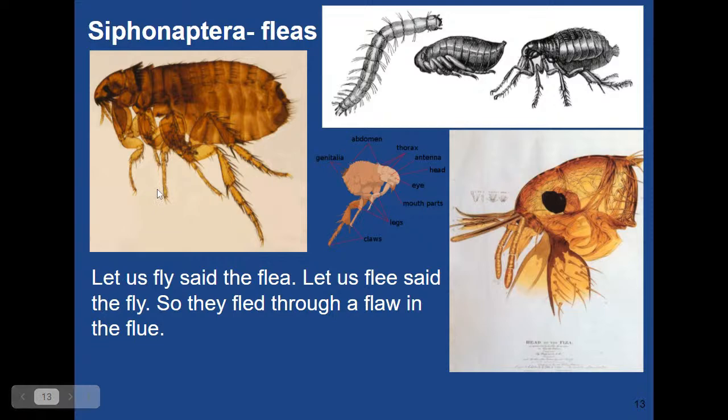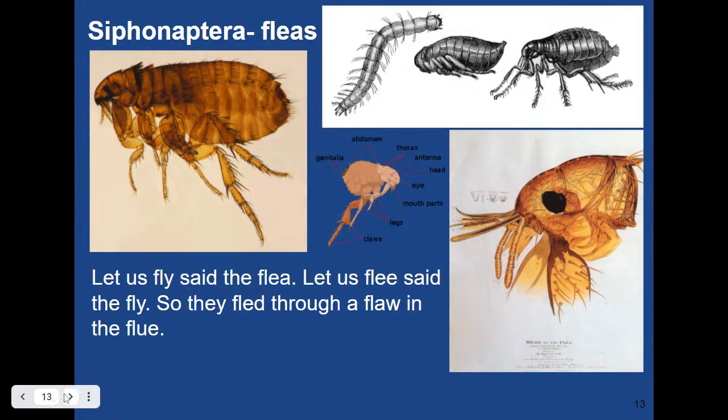But they do have piercing, sucking mouth parts, but fleas are easy. Nothing else really looks that much like a flea. There's a flea beetle, but it doesn't really, these are flattened. Yeah. Fleas are easy.